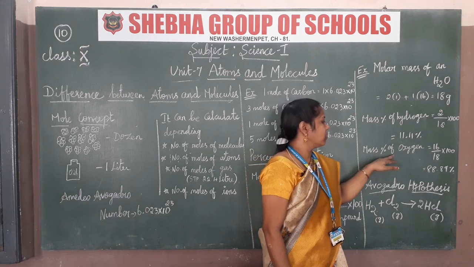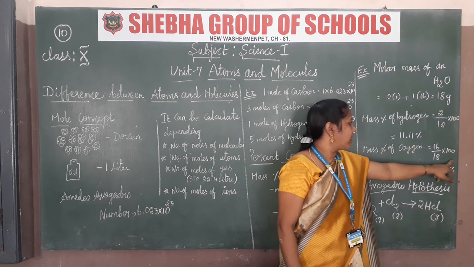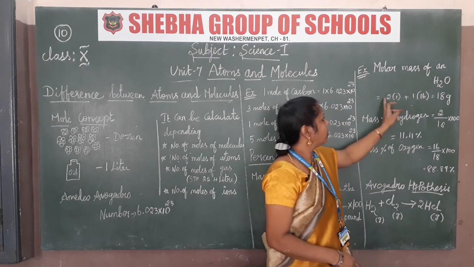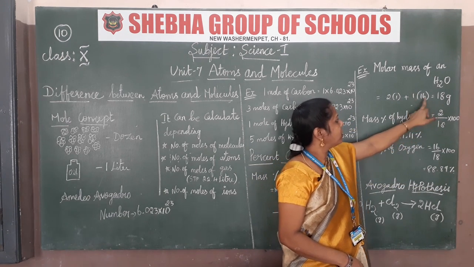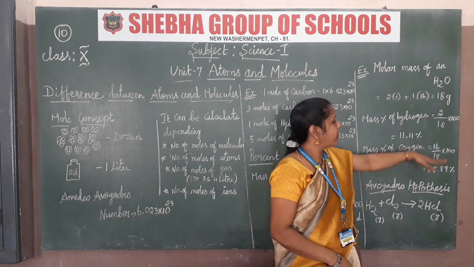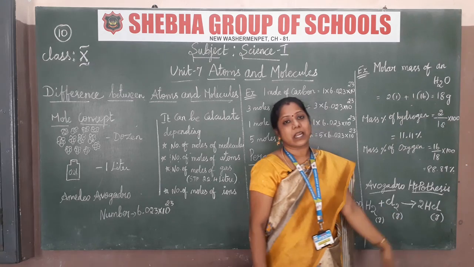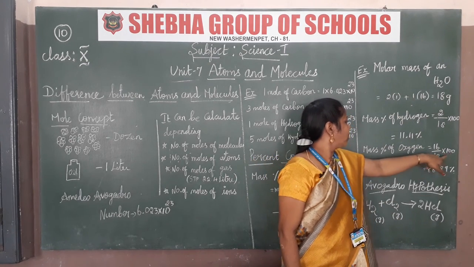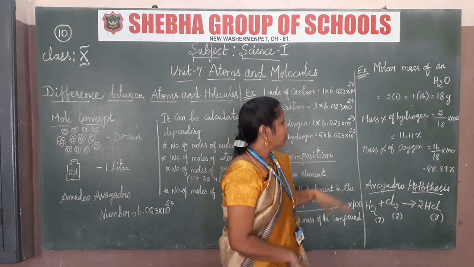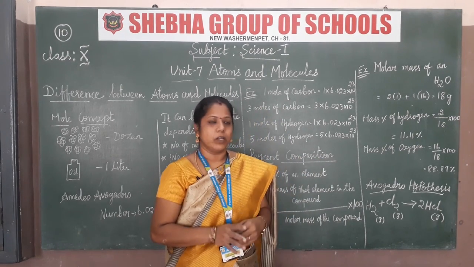Now go for oxygen. Obviously for oxygen it is 16 by 18 into 100. You simplify, 88.89%. So 2 ones are 2, and 1 into 16 is 16. So 18 is the whole value. Divide by the whole value and multiply by 100. If you just divide without multiplying by 100, you will not get the percentage. So we get this by multiplying with 100, 88.89%. Likewise we can find it for the molar mass of any compound or molecule.